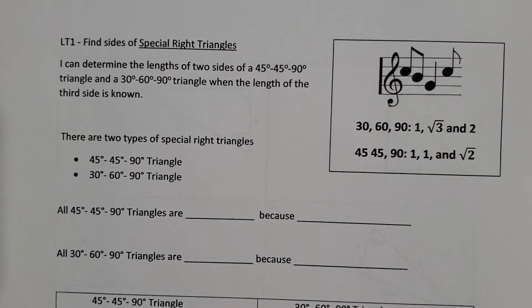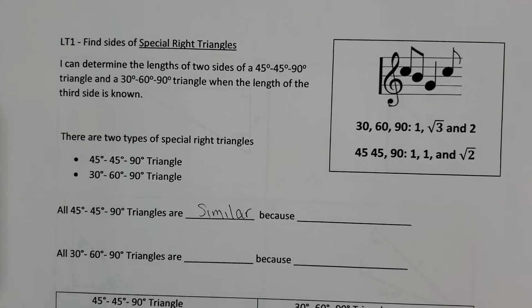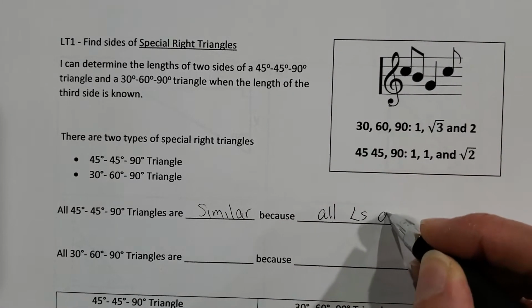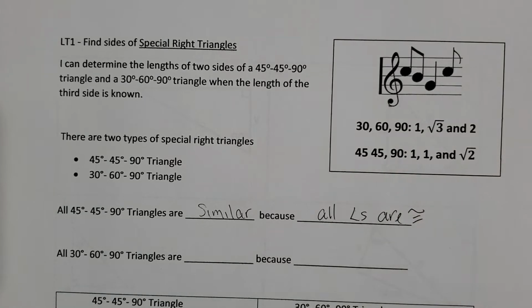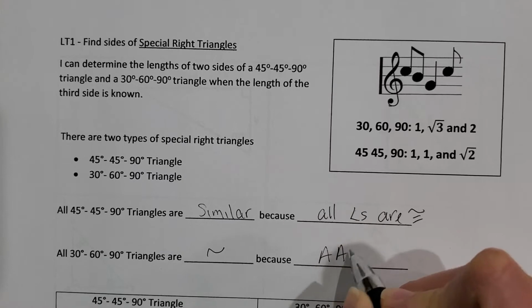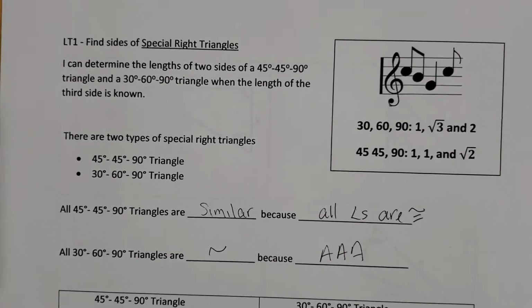Similar triangles, there's several different ways to prove triangles similar, but one of them was angle, angle, angle. So that means all 45, 45, 90-degree triangles are similar. And the reason they're similar is because all the angles are the same. And we call that angle, angle, angle. So all 30, 60, 90 triangles are similar because all the angles are congruent. So it was called angle, angle, angle, but we'll go with angle, angle.